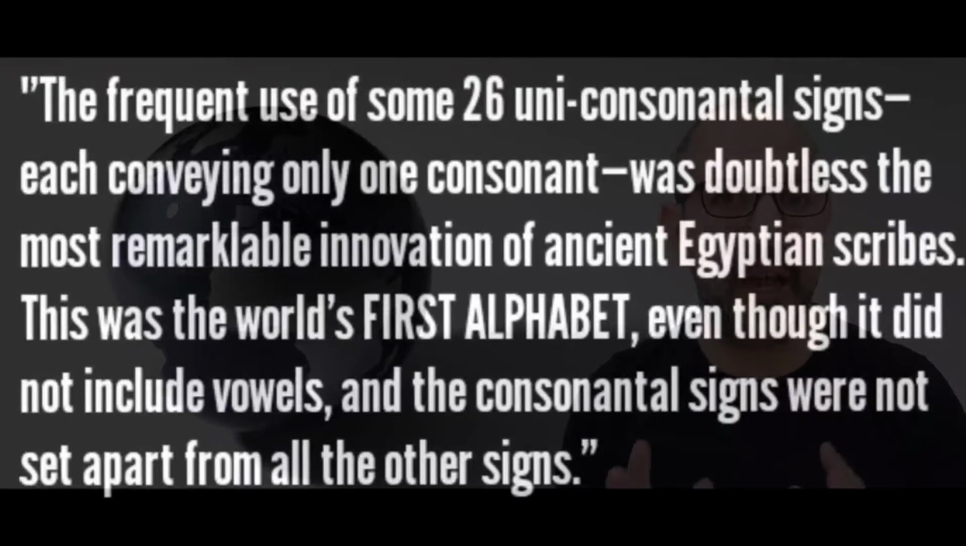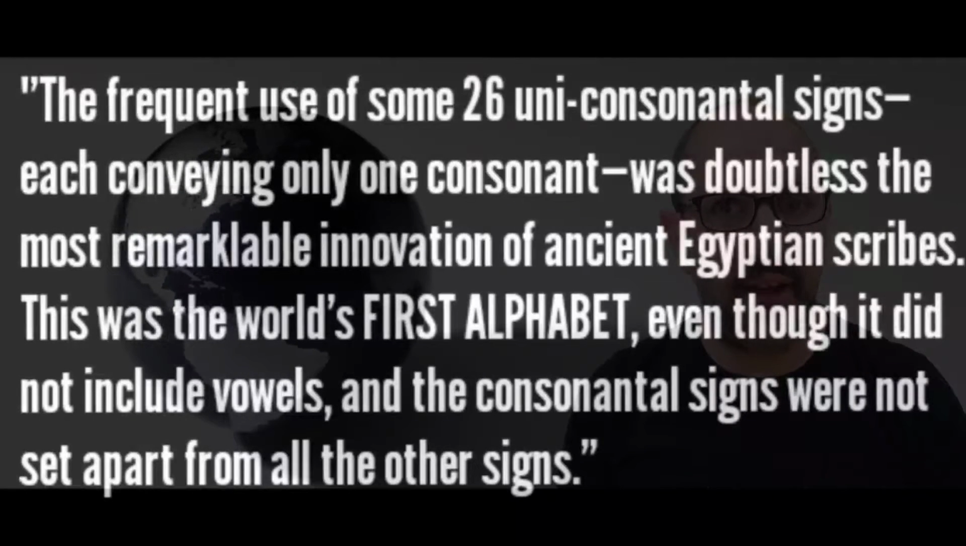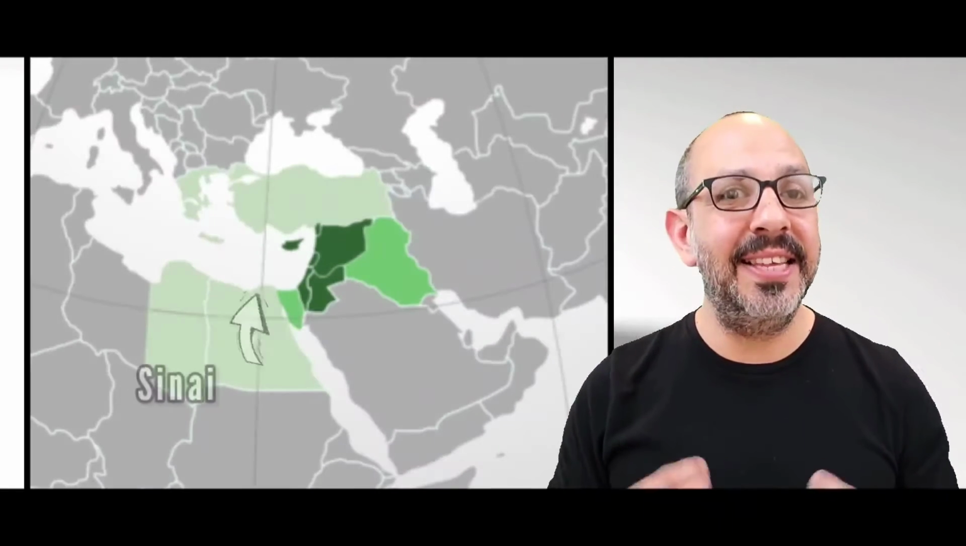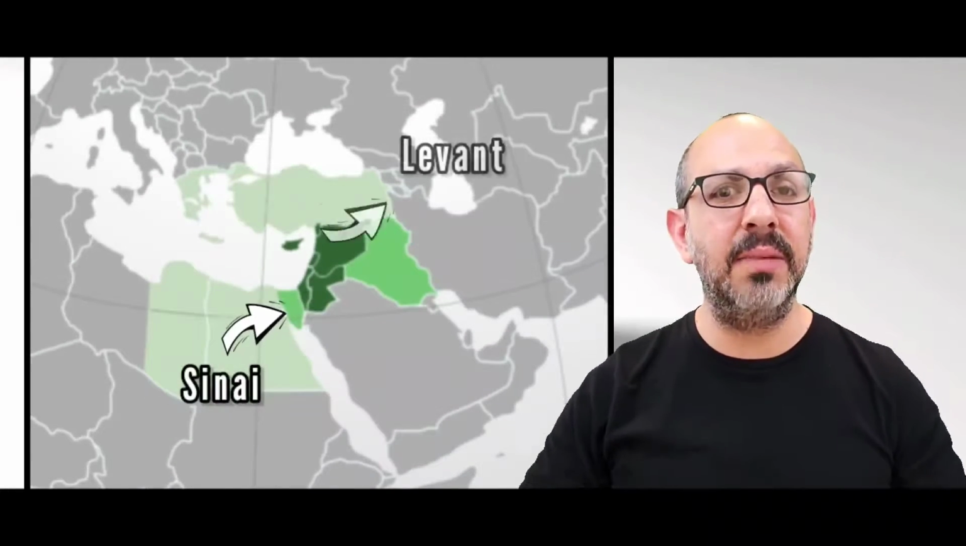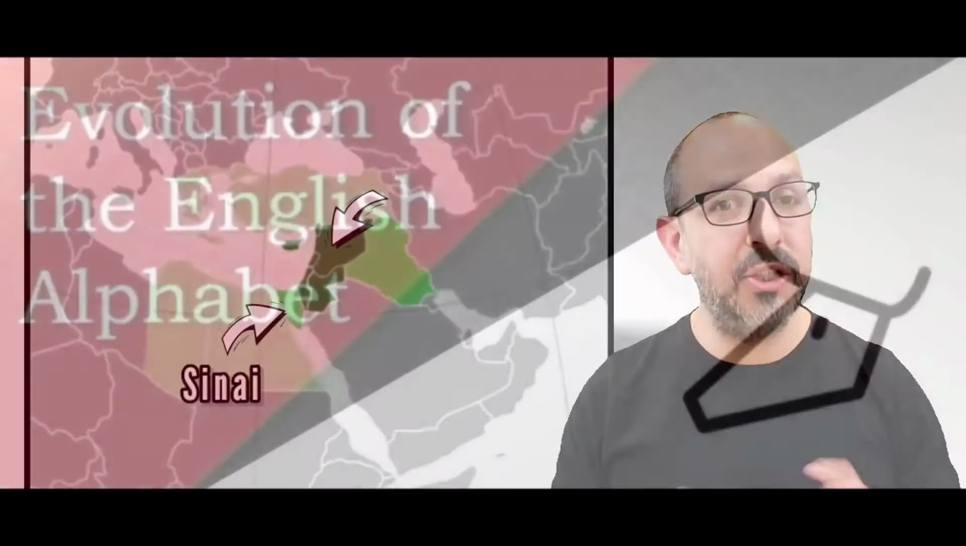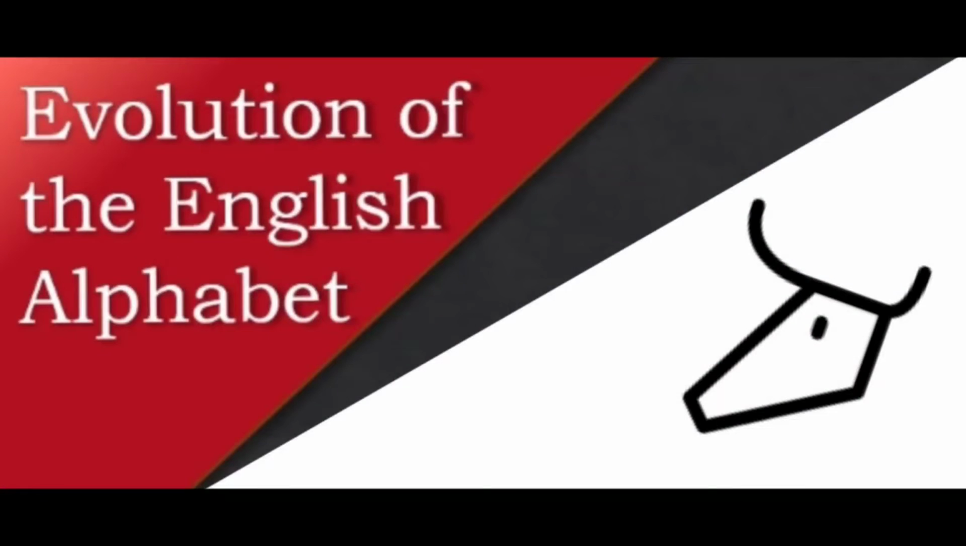This was the world's first alphabet, even though it did not include any vowels, and the consonantal signs were not set apart from all the other signs. Then by around 2000 BCE, this Egyptian alphabet generated various Semitic proto-alphabets in the Sinai and Levant regions. And from here, we're on track to see the evolution of the English alphabet.